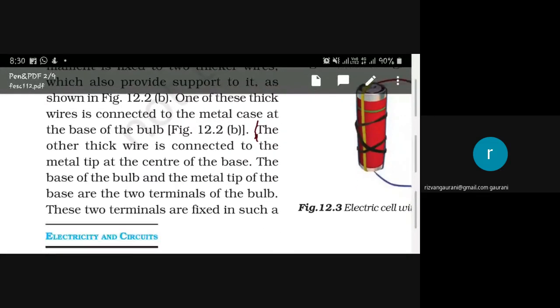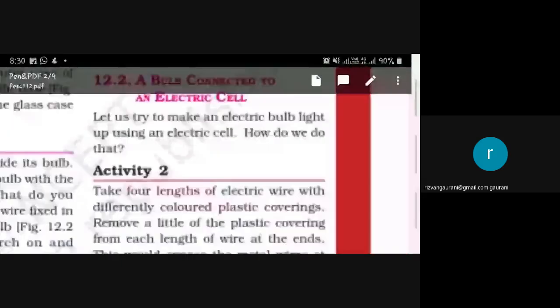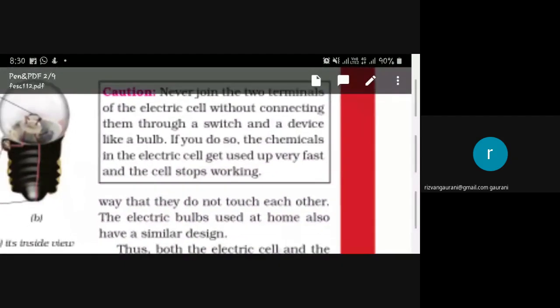The base of the bulb and the metal tip of the base are the two terminals of the bulb. These two terminals are fixed in such a way that they do not touch each other. The electric bulbs used at home also have a similar design.